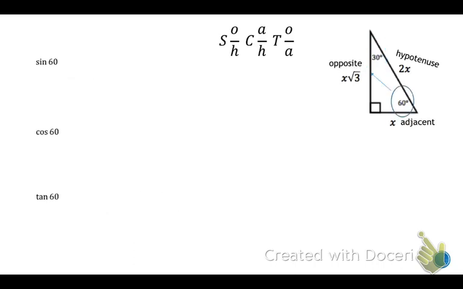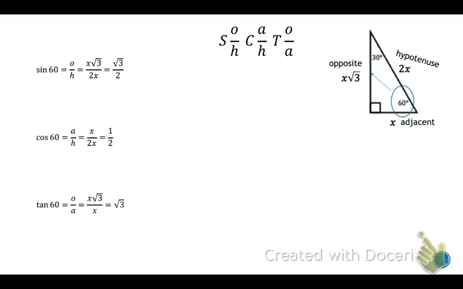Okay, last one, so sine of 60. Again, opposite and adjacent switched places this time. So sine is opposite over hypotenuse, which is x square root of 3 over 2x, which is the square root of 3 over 2. Cosine is adjacent over hypotenuse, so that's x over 2x, which reduces to 1/2 because those x's cancel. And then tangent is opposite over adjacent, which is x square root of 3 over x. Those x's cancel, and you're just left with the square root of 3.